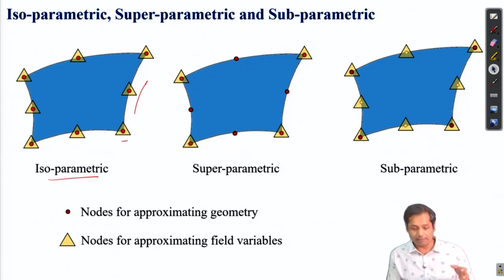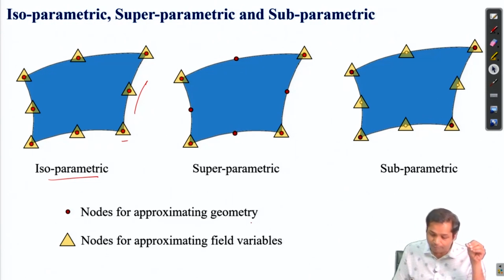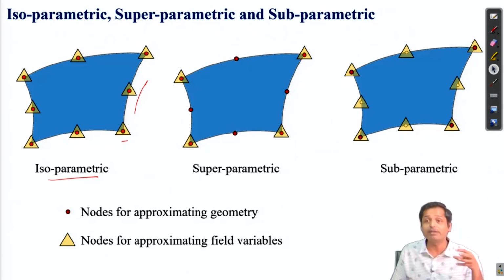Now look at the second element. These are the nodes for approximating the geometry. So a higher order approximation is used for the geometry. More nodes are used for the geometry, but for the field variable, fewer nodes are used, which means the order of approximation is lower. It is the case where you have irregular geometry, but over the geometry the stress field or the displacement field may not require a higher order approximation. Okay, this kind of element is called a super-parametric element.